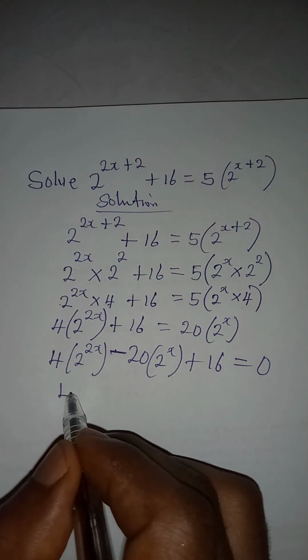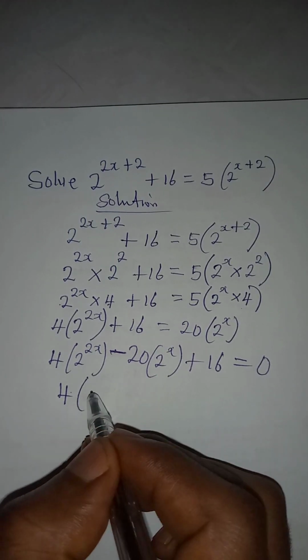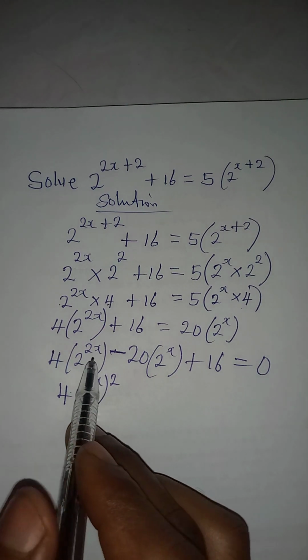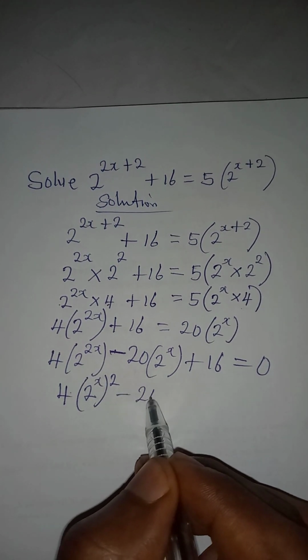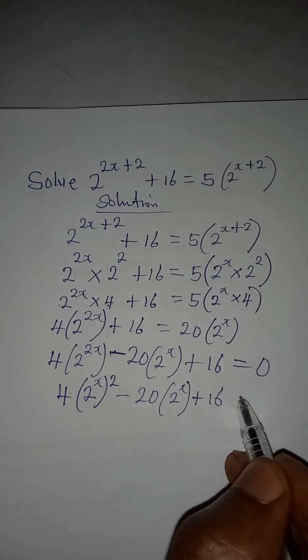So I will say, okay, I'll take another step actually. So I'll say 4 into bracket. From here now, we're going to have 2 raised to the power x, then squared. What I just did is to have 2 raised to the power x, and then this 2 is taken out to be a square. Then we have minus 20 into bracket 2 raised to the power x, close bracket, then plus 16 equal to 0.